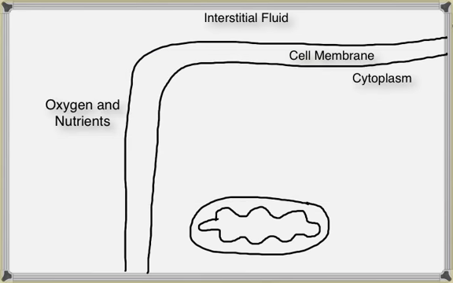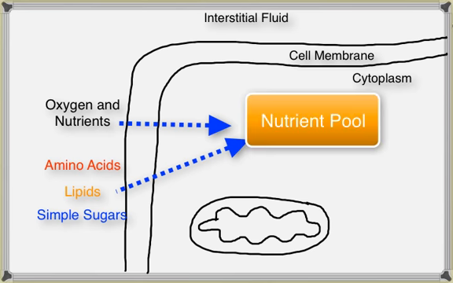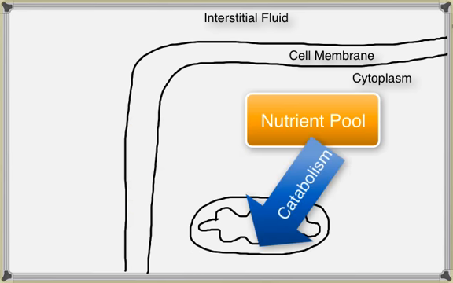In cellular metabolism, the cell absorbs organic molecules from the surrounding interstitial fluids. These organic molecules are amino acids, lipids, and simple sugars. They cross the cell membrane and join nutrients already in the cytoplasm. Together, these form a nutrient pool that the cell can use to provide energy and to create new intracellular components.